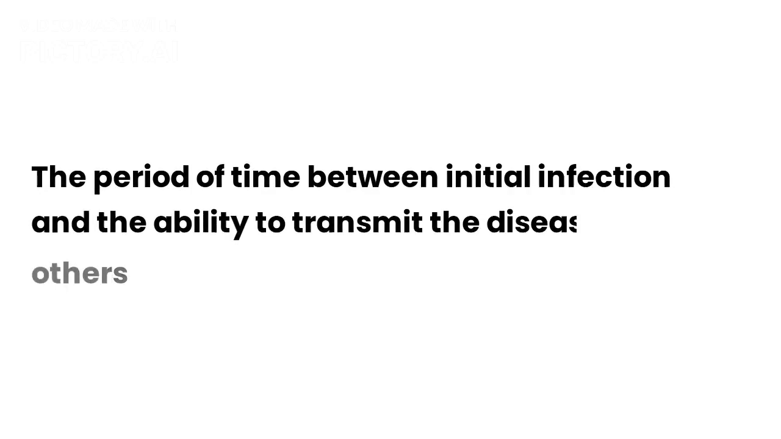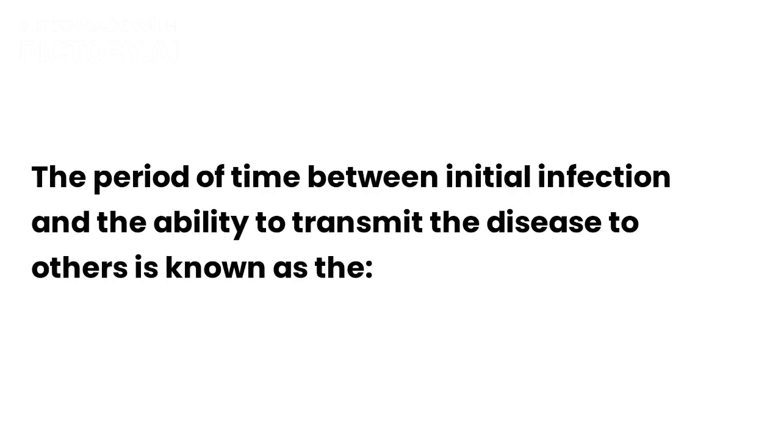12. The period of time between initial infection and the ability to transmit the disease to others is known as the A. Incubation period. B. Generation time. C. Latent period. D. Serial interval. Answer, C. Latent period.